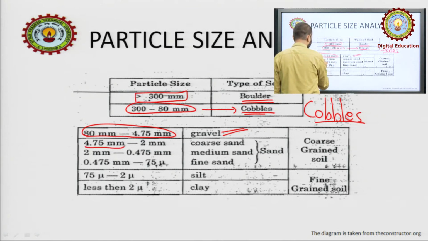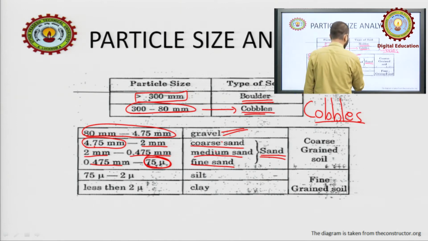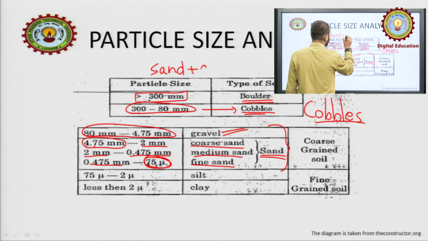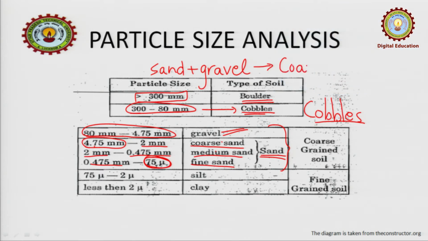Sand as a whole will be from 4.75 mm to 75 micron. Further bifurcation is done into coarse, medium, and fine sand, which will be from 2 mm to 4.75 mm, from 0.425 mm to 2 mm, and from 75 micron to 0.425 mm. This is your further bifurcation of the sand. Sand plus gravel will give you the coarse grained soil.